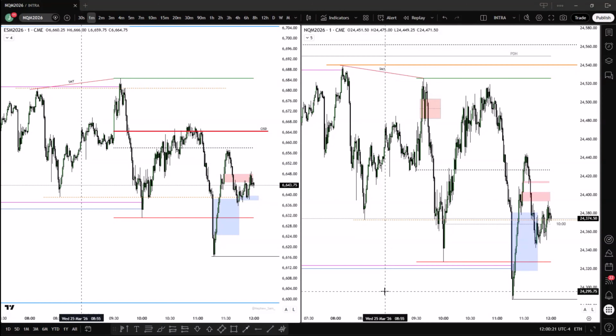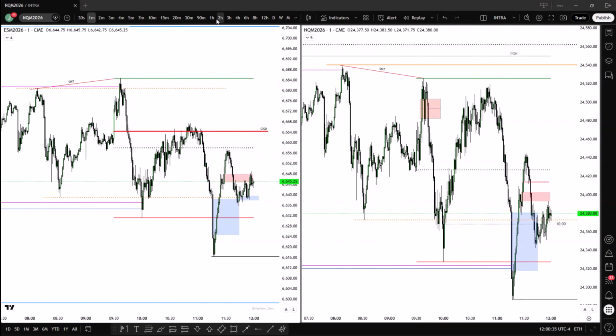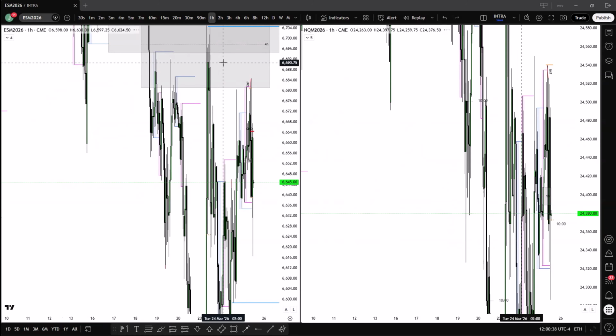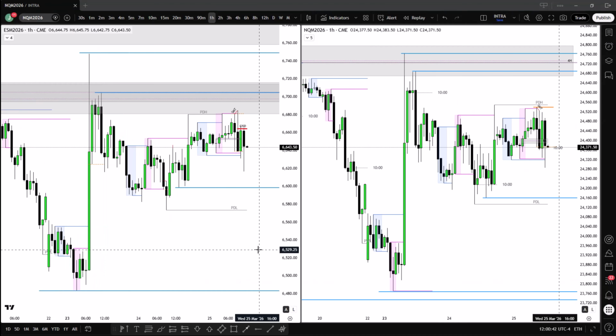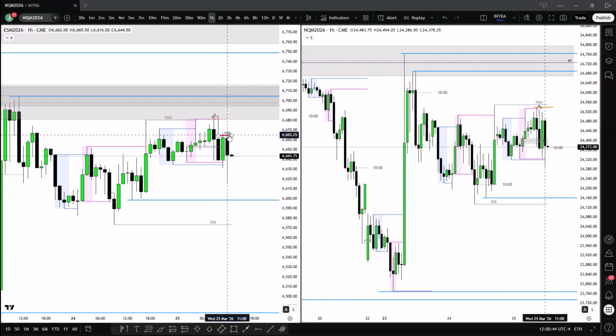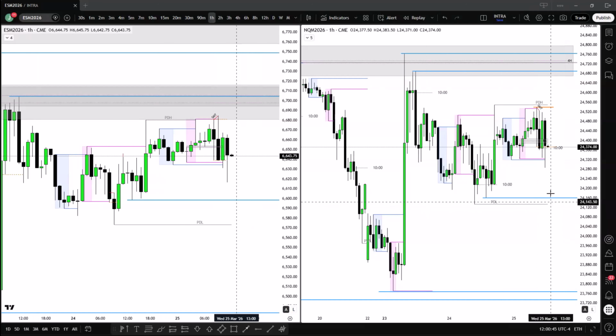Today we're going to go over a short on the NASDAQ futures that we actually took this morning. If you want to check it out when you watch the video, today is Wednesday, March 25th. Just to give you a little higher time frame perspective, first of all, we are looking at the ES on the left and the NASDAQ on the right.